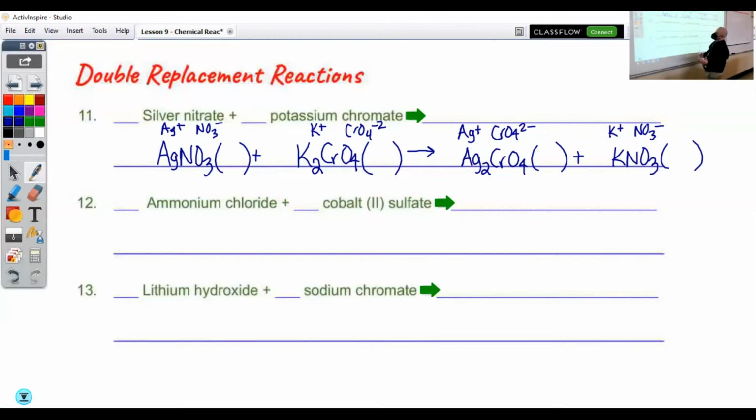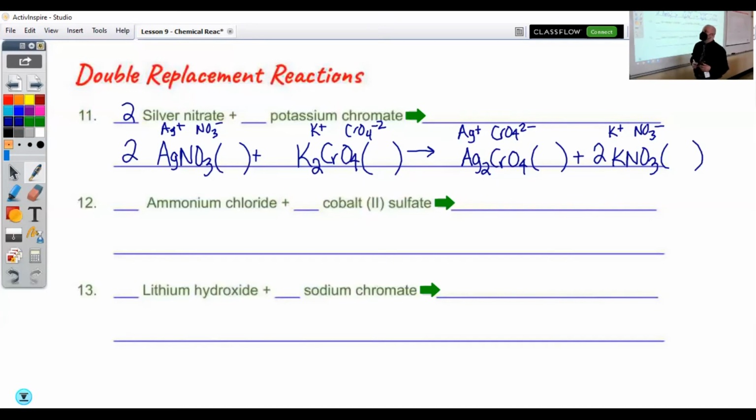Now, speaking of balancing, we have 1 silver, 2 silvers. So I need to put a 2 in front. I can also put that on my top equation. I have 2 nitrates now. I need to have 2 nitrates. So I can put a 2 out in front of potassium nitrate. 2 potassiums, 2 potassiums, 1 chromate. Remember, chromate is this whole thing, CrO4. 1 chromate, CrO4 over here.